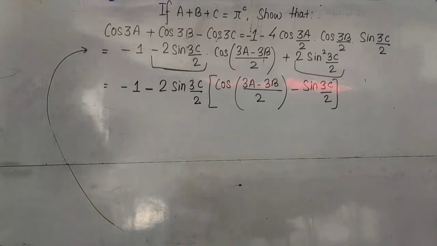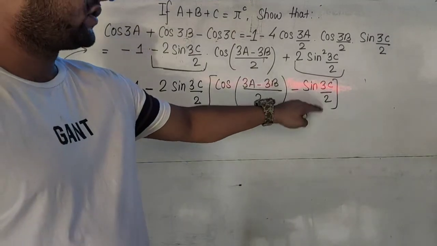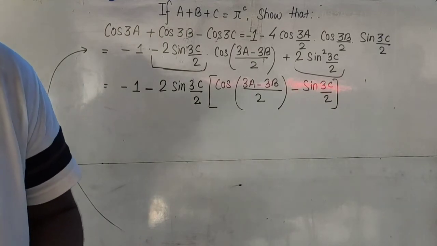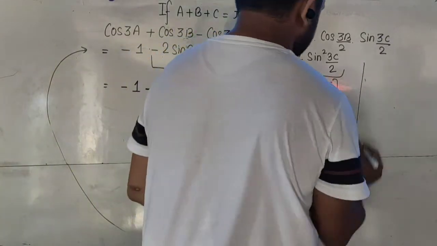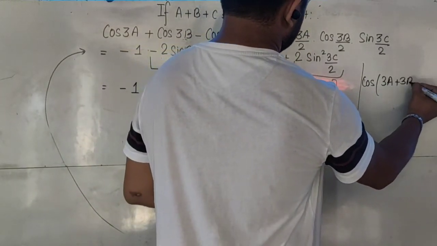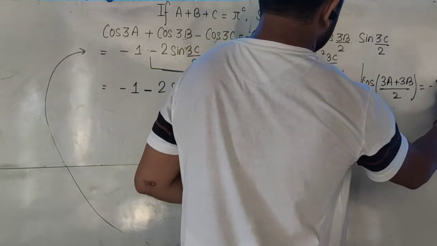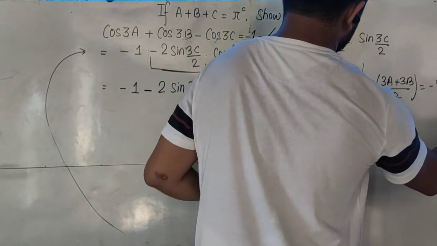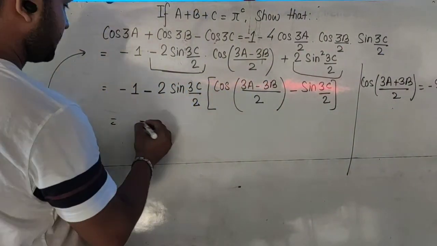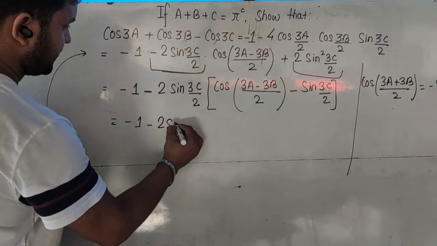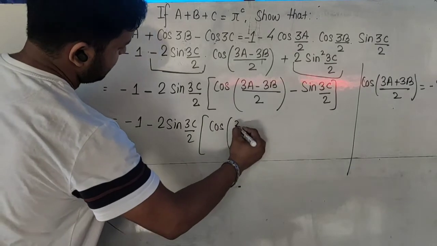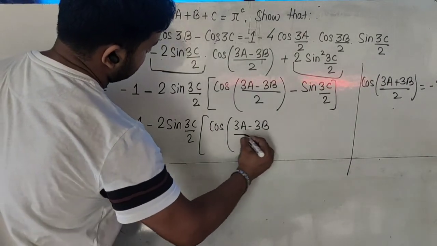Now in the beginning calculation, what we have got for the value of minus sine 3c by 2 is that we have got minus sine 3c by 2 as cos of (3a plus 3b) by 2. We had done this in the beginning. We had obtained that cos of (3a plus 3b) by 2 is equal to minus sine 3c by 2. So this was the calculation, from the calculation we had done earlier. So you have minus sine 3c by 2 as it is. Now cos of (3a minus 3b) by 2.